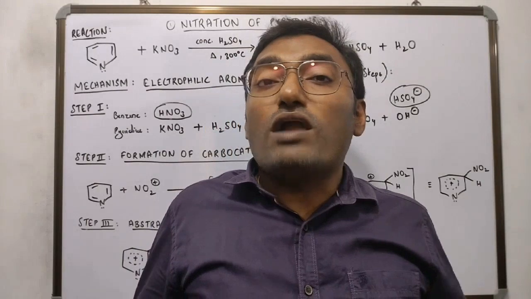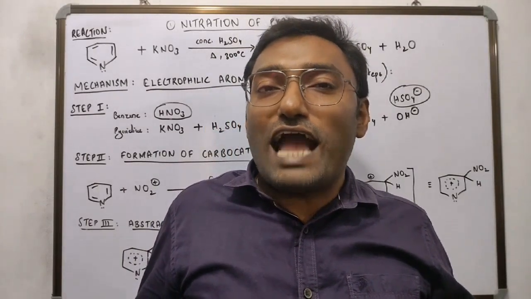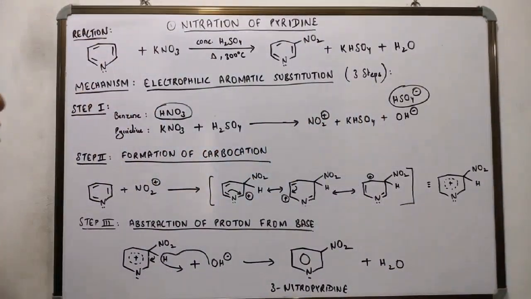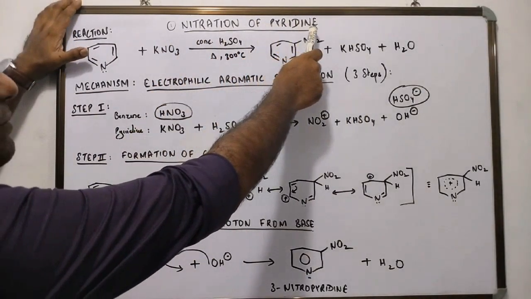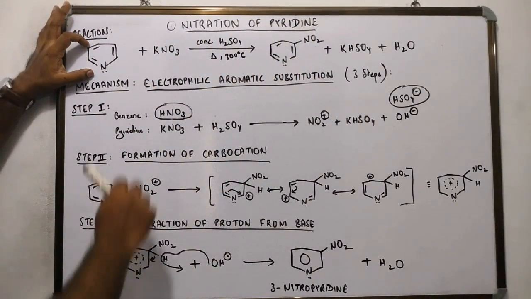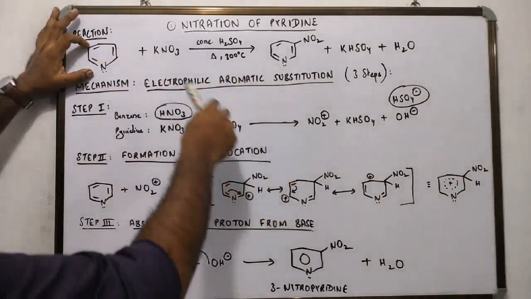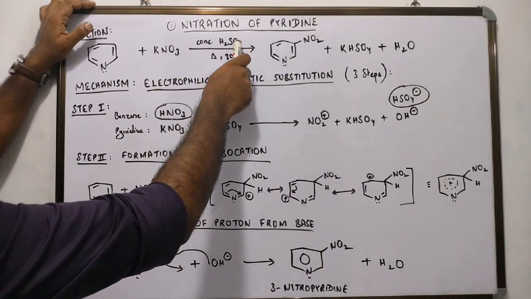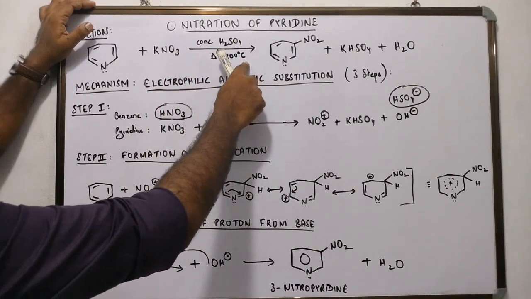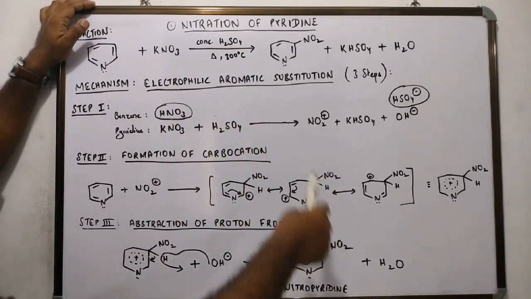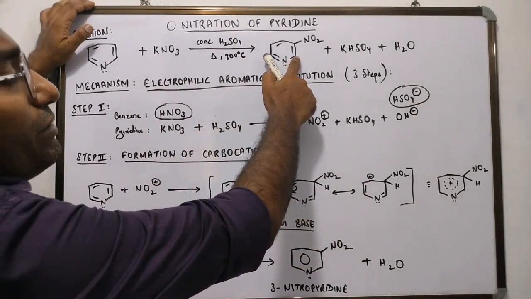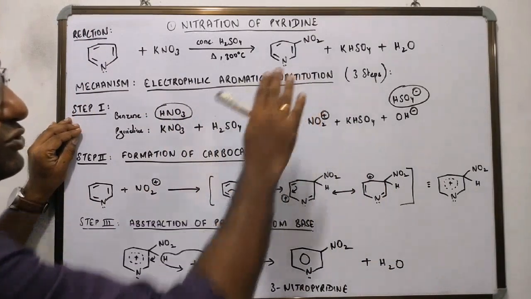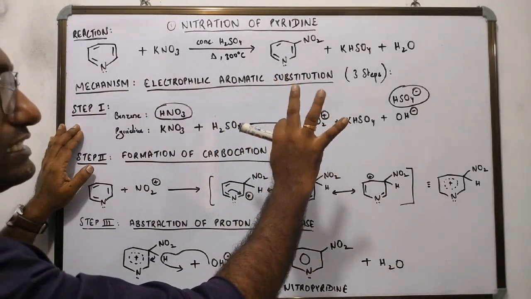Question number 3. What are the examples of electrophilic aromatic substitution reactions of pyridine? Example number 1. Nitration of pyridine. Pyridine, when it is treated with nitrating mixture, which is an equimolar proportion of potassium nitrate and H2SO4, under vigorous conditions undergoes nitration to form 3-nitropyridine. Mechanism: electrophilic aromatic substitution reaction has 3 steps.